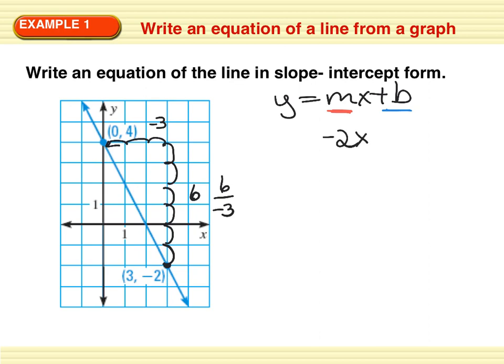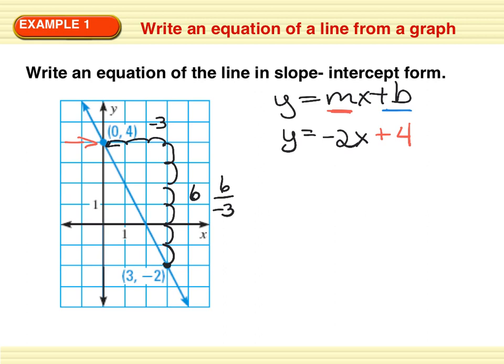Now I can see where it's touching my y-axis, and that's touching it right here at the ordered pair (0, 4). So my b value is 4. And then just put in the y equals. And I just came up with my equation in slope-intercept form.